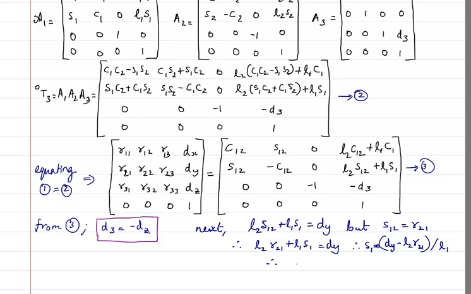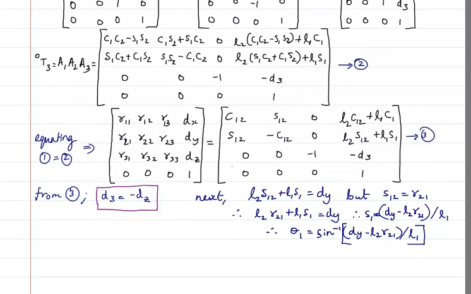Therefore I can straight away write that theta 1 will be equal to sine inverse of dy minus L2 R21 divided by L1. That is going to be my theta 1. I can put that in a box.